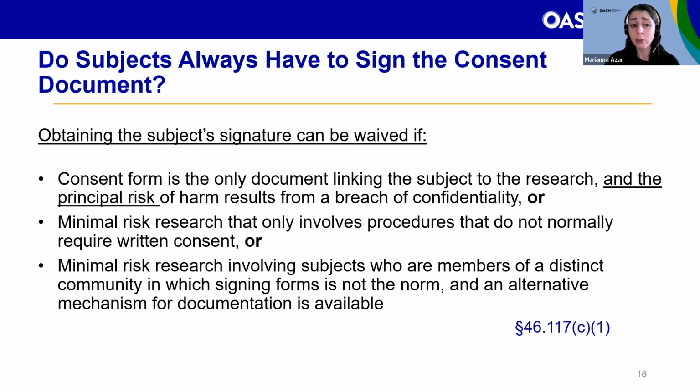Or alternatively, the research poses no greater than minimal risk to subjects and involves only procedures that do not normally require written consent. Or the research poses no more than minimal risk and involves subjects who are members of a distinct community in which signing forms is not the norm and an alternative mechanism for documentation is available. And again, these are all determinations that must be made by an IRB.